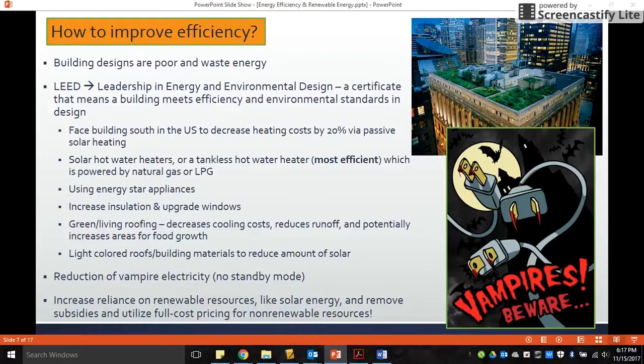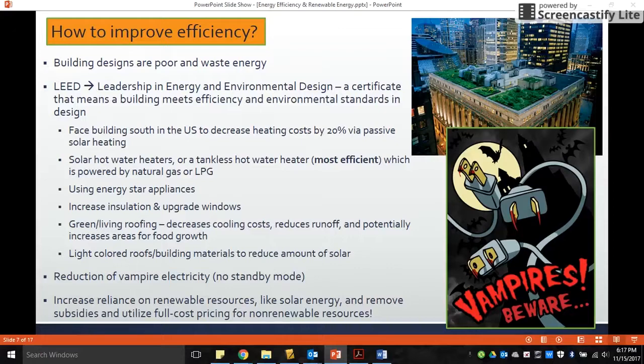Other ways that we can improve efficiency is by building design. So if you are thinking about becoming an engineer, which one of my friends is an engineer, she just became certified in LEED, or Leadership in Energy and Environmental Design. A building can apply for a LEED certificate, which means that they are basically energy efficient, so they can face their building a certain direction. In the northern hemisphere, we want to face our buildings towards the south because that's where the equator is. That's where most of the solar radiation is coming from, and that is going to decrease the costs of heating by about 20% depending on the building.